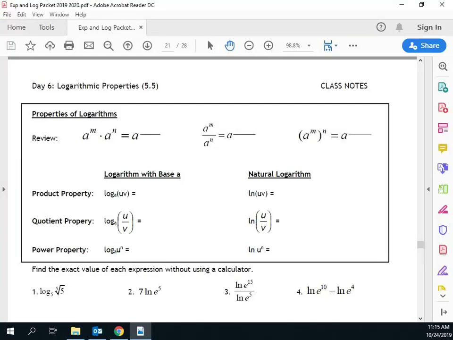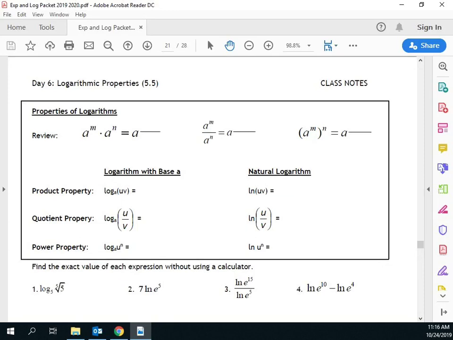Logarithm with base a. So if you look here, you see log base a of u times v. It's u times v, correct? That can be expanded exactly like what we did up above. So if it's a times a, what do we do with those exponents again at the very top? We added them when it's multiplication, correct?